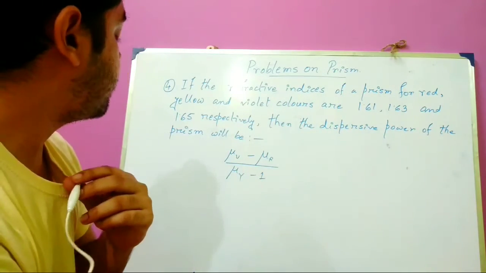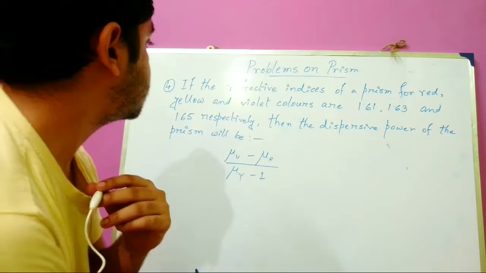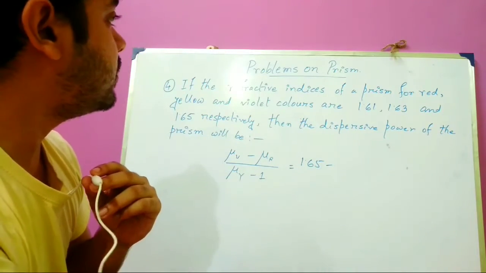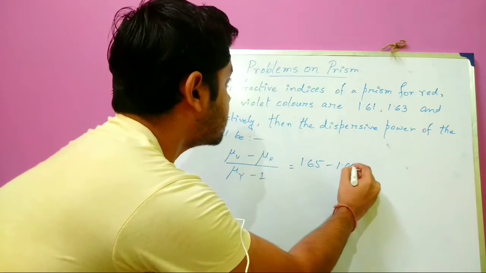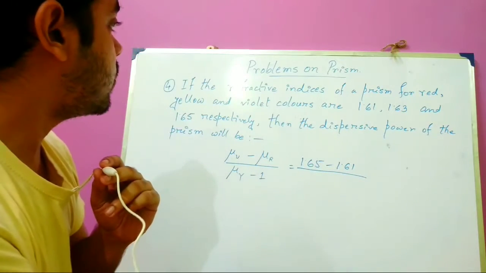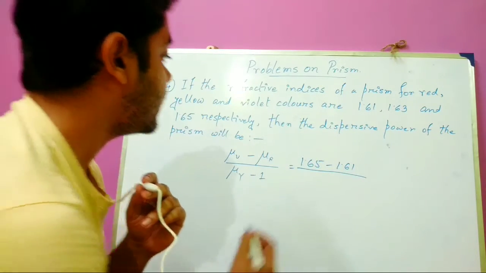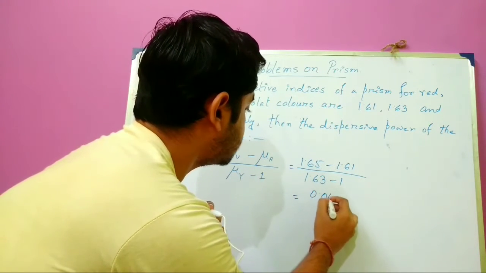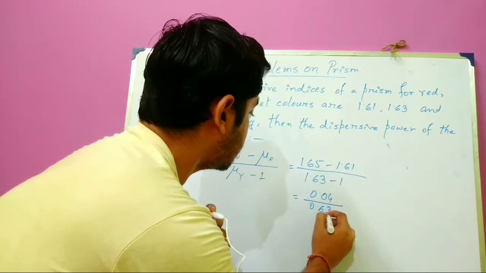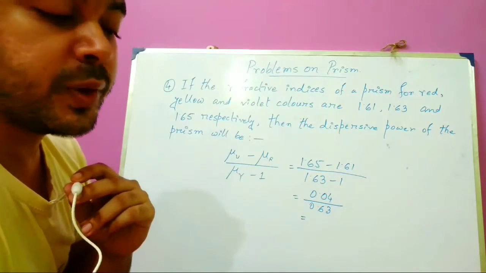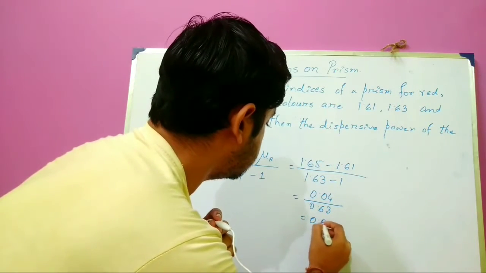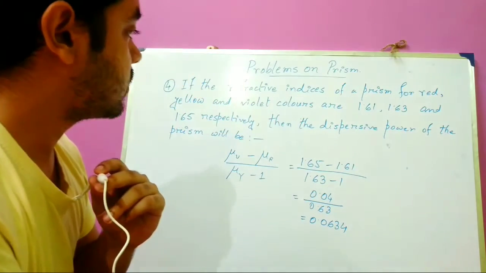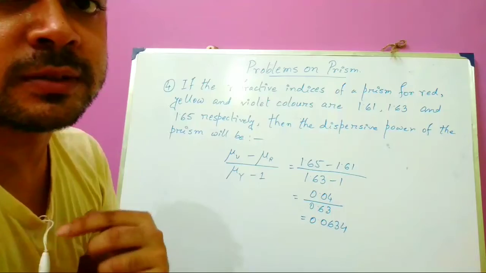So the refractive index of violet light is 1.65 minus mu r. What is the value of mu r? Mu r is 1.61, divided by mu y, that is the refractive index of yellow light, 1.63 minus 1. This is 0.04 divided by 0.63. If you calculate the value, you will get 0.0634. Okay, move on to the next question.